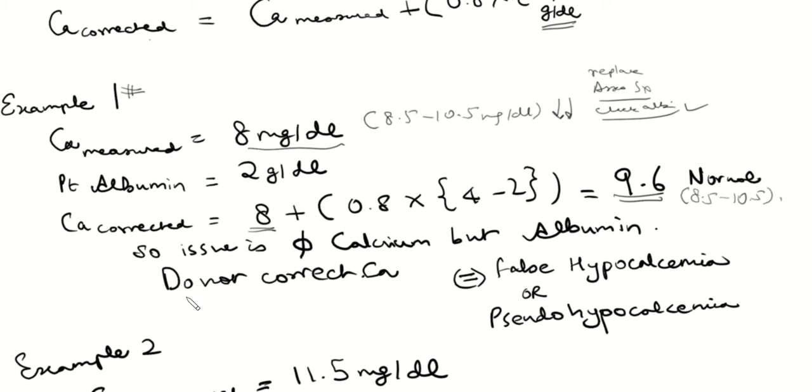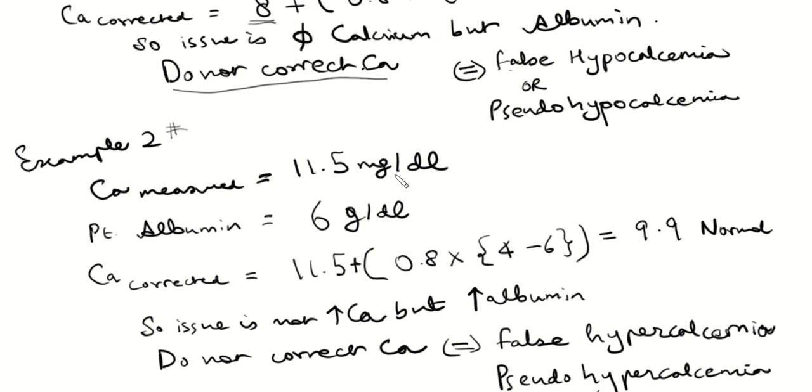So in this example, do not correct the calcium or hypocalcemia. This is false hypocalcemia. Remember pseudohyperkalemia? Yes, you could also have pseudohyponatremia, or false hyponatremia. Similarly, you can have false hypocalcemia. It appears low at first glance, but when you correct it, it's completely normal. Good? Let's do the second example.